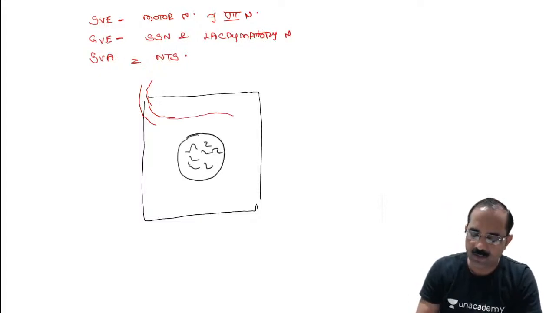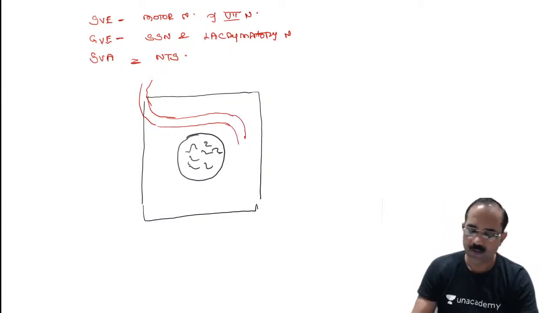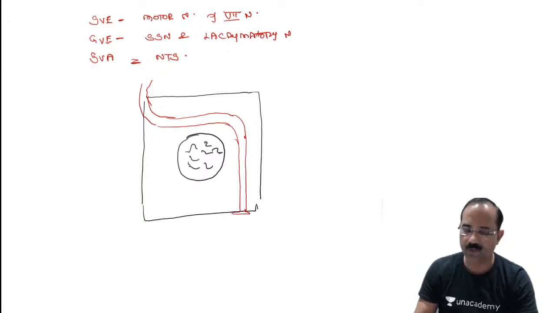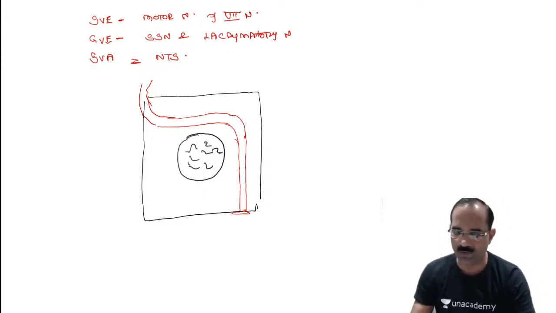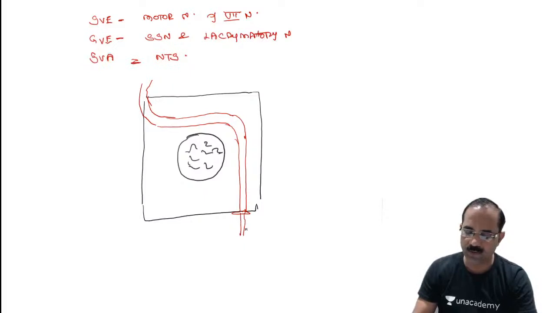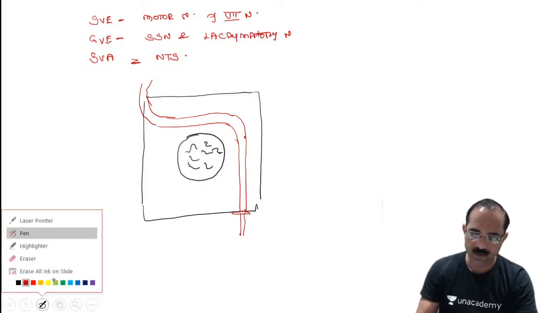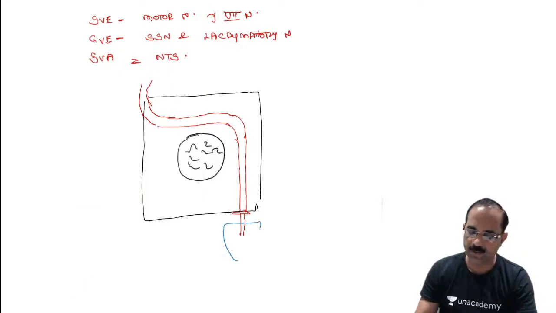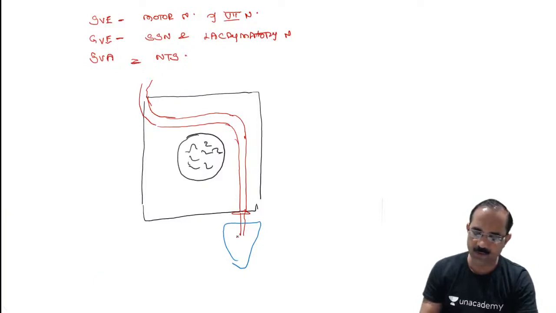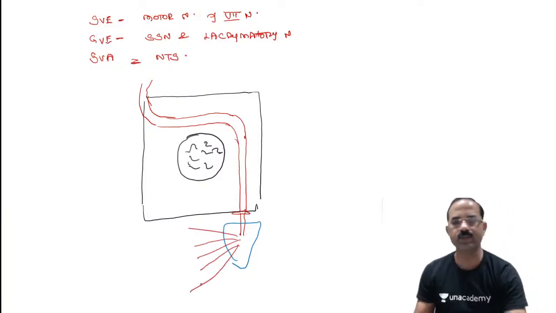The facial nerve now goes above the promontory. Now again it undergoes a second bend, genu. Now it goes behind the promontory and gets a foramen here. What's that? Stylomastoid foramen. It gets out through the stylomastoid foramen and enters the parotid gland. It now enters the parotid gland and gives 5 branches. These are the 5 branches of the facial nerve.